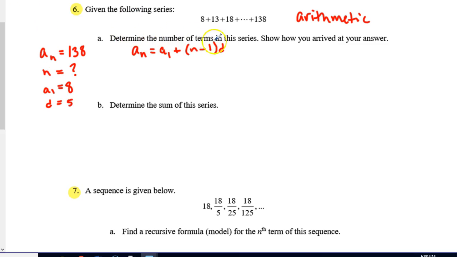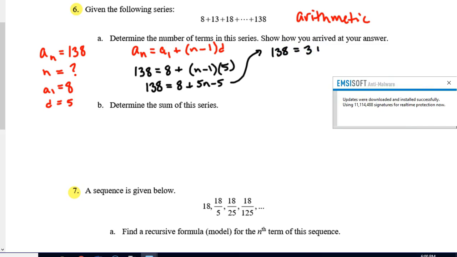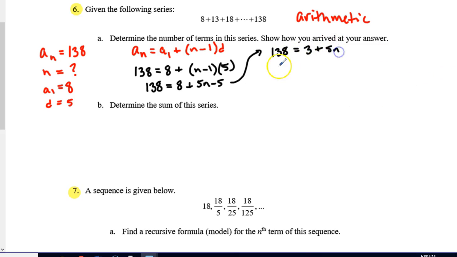Okay, so we're trying to find the number of terms. That would be n. So we can just make substitutions in here and work it out. Again, this is not the only way to do this, but at this point we can just do the math. N equals 27, we know that that's the 27th term.